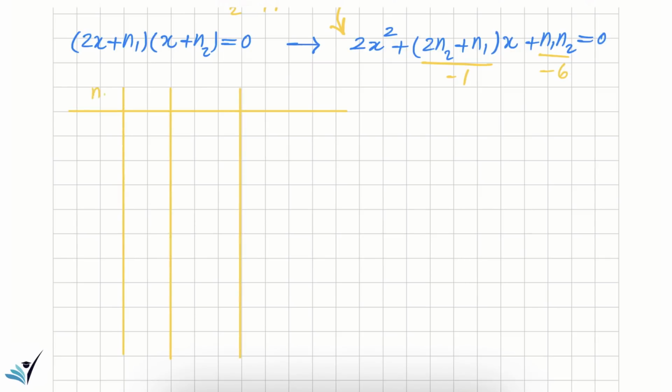So the first column is n1, the second column is n2, the third column is n1 times n2, and the last column is 2n2 plus n1. So we need to try a pair of numbers that their multiplication is negative 6. Let's start with negative 1 and 6, and 2 times 6 plus negative 1 is equal to 11, which is not equal to negative 1, so that's not an answer.